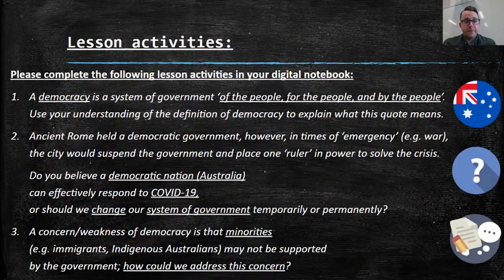So, 3 questions for our lesson activities today. First question is relating back to that first slide, that first quote about democracy. So a democracy is a system of the government of the people, for the people, and by the people. Use your understanding of the definition of democracy to explain what this quote means. So what you know about democracy, the system of government, the features of democracy, what does this quote mean right here? So what does it mean by of the people, for the people, and by the people? So there's kind of 3 elements you're trying to define in this question here. So explain what that quote means. It might help if you look up who made that quote as well, which I did say at the start of the video. Question 2.